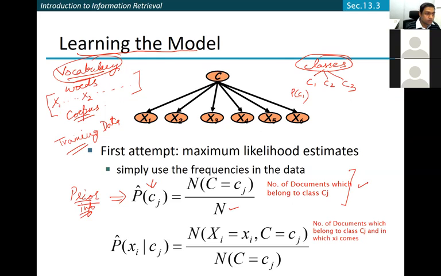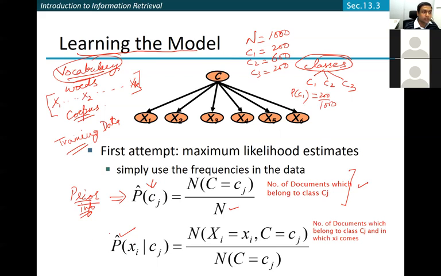Now for each word in your vocabulary. Let's say your vocabulary has k words. So for each word in that particular class, suppose your total n is 1000, and C1 is 200 documents, C2 is 600 and C3 is again 200. So your probability of C1 is 200 by 1000.